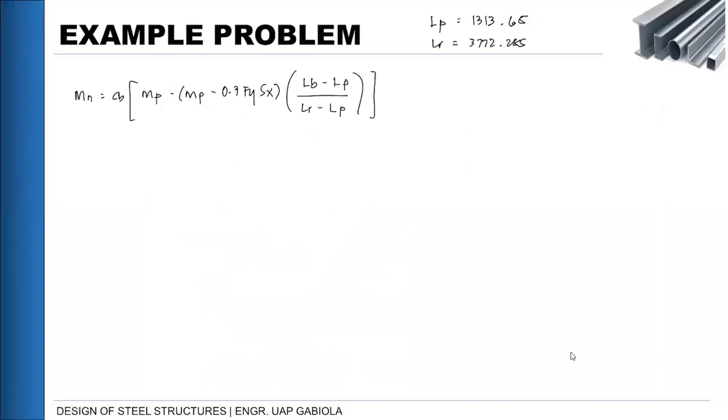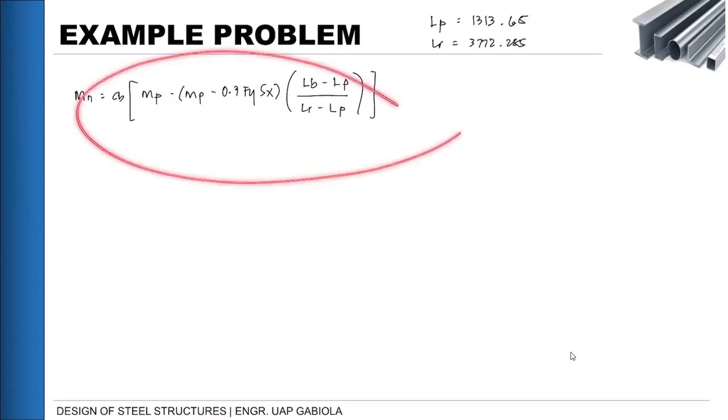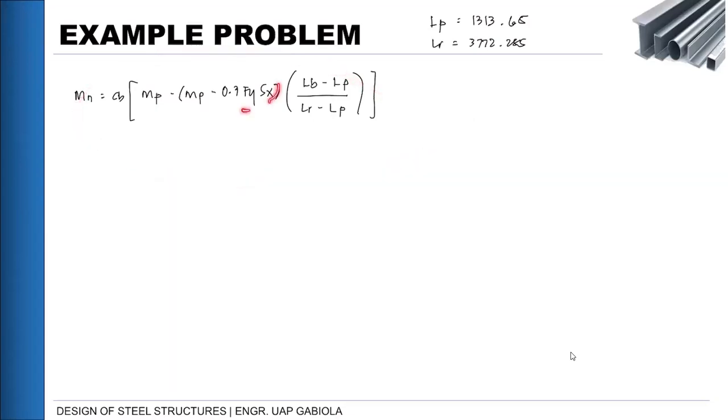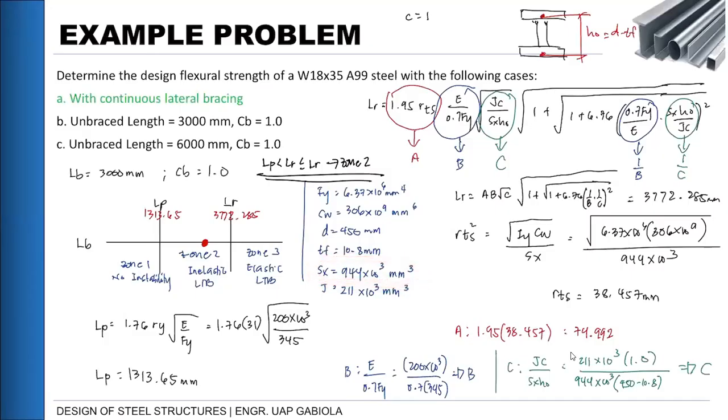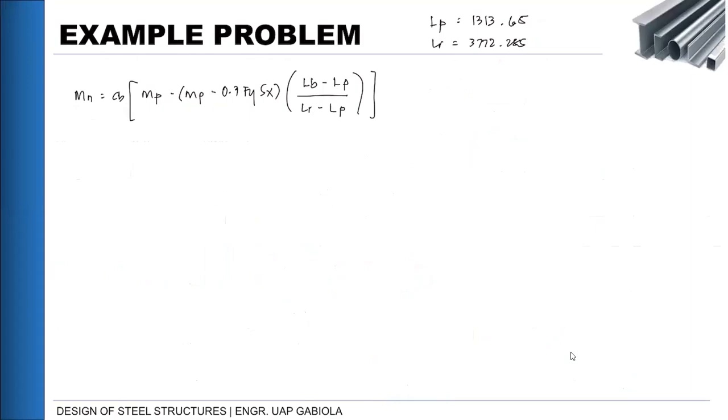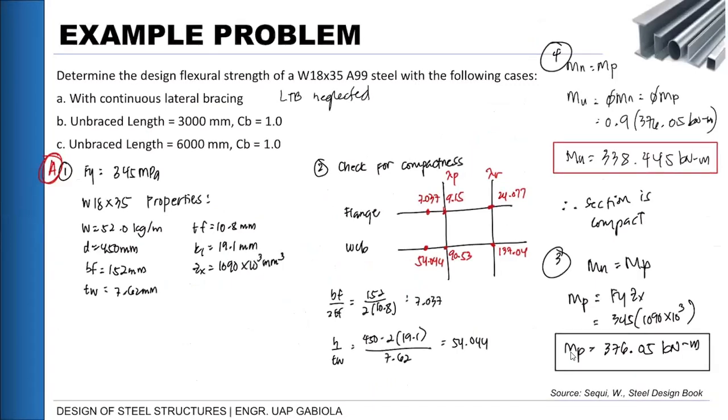Ayan, so ito yung slide na yon. So, substitute na lang natin yung values niyan dito. Okay? Yung SX natin is galing dito sa kabila. 944 times 10 to the 3 siya, no? So, SX natin, 944 times 10 to the 3. Okay? Then yung MP natin is calculated dun sa previous example natin, no?